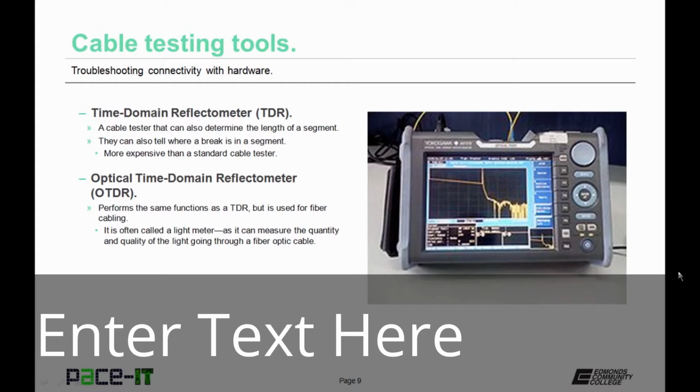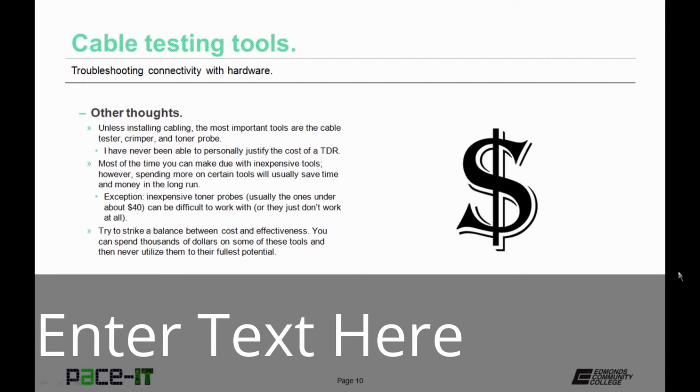Related to the TDR is the optical time domain reflectometer, or the OTDR. They perform the same function as a TDR, but it is used for fiber optic cabling. It is often called a light meter, as it can measure the quantity and quality of the light going through a fiber optic cable. Some other thoughts on cable testing tools.